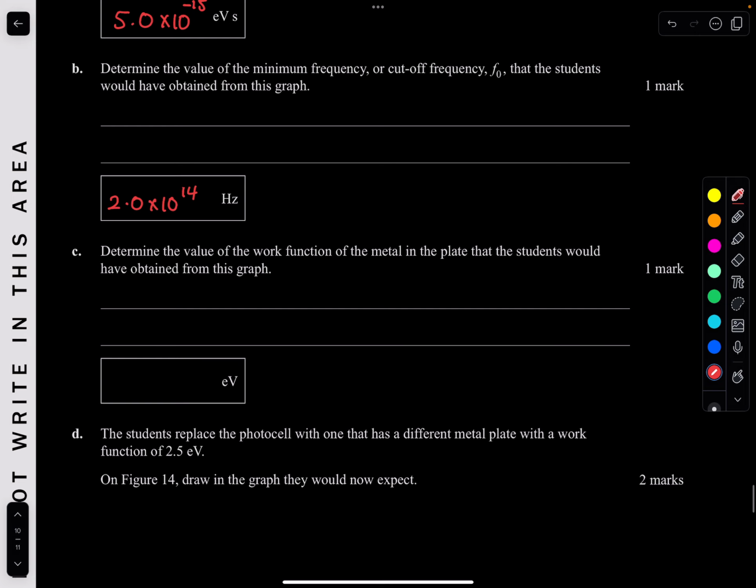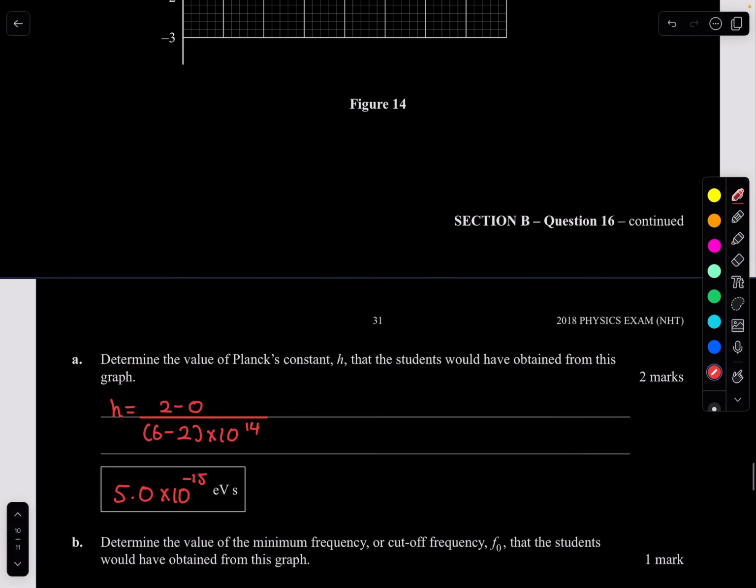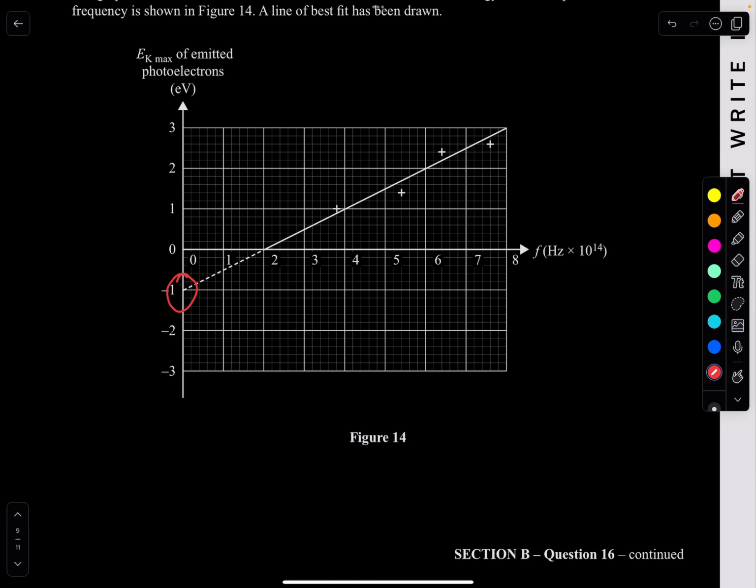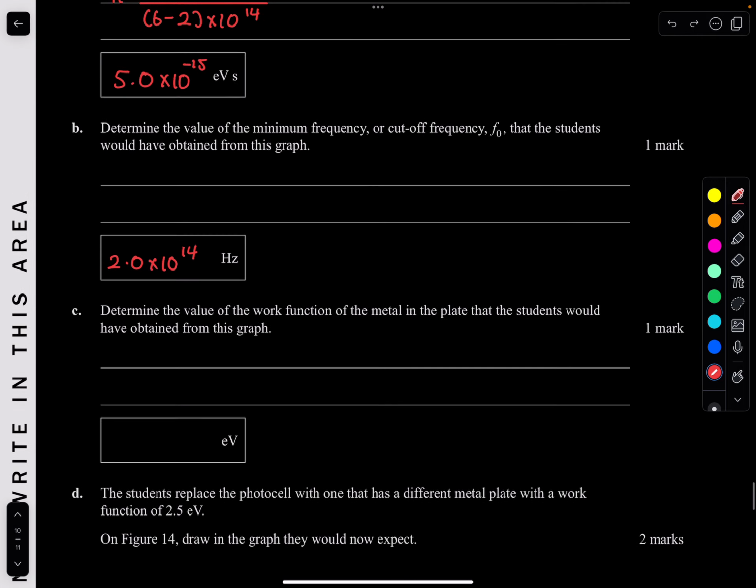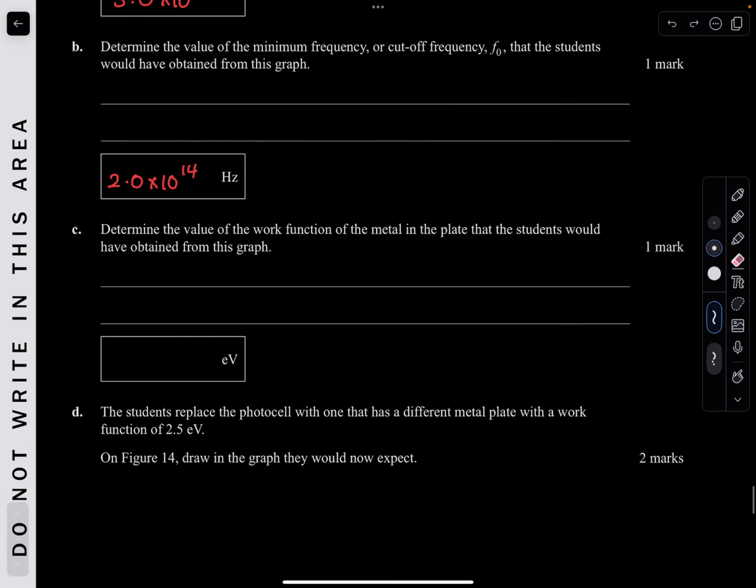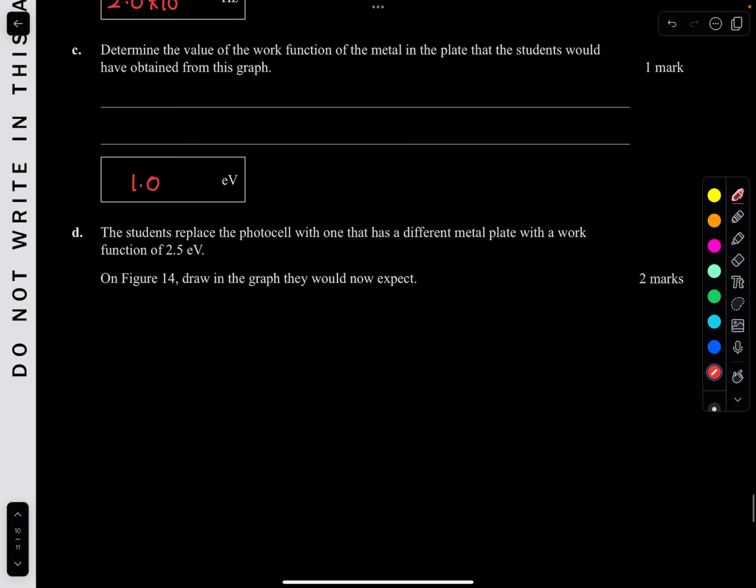Next question. C, determine the value of the work function of the metal in the plate that the students would have obtained from this graph. Remember, your work function is where it crosses the y-axis, which is negative 1. But make sure you make it positive, never negative, because remember, it's energy. Energy is not negative. So 1 electronvolt, basically.